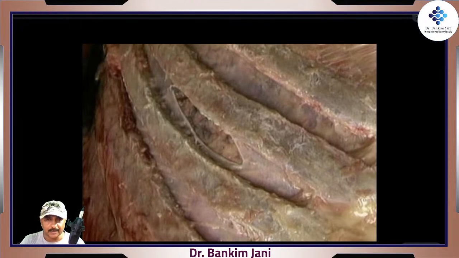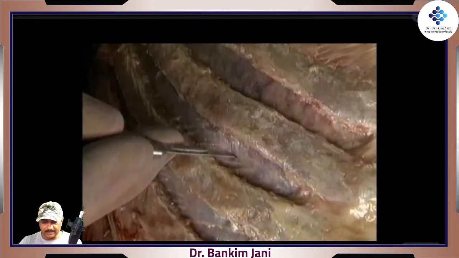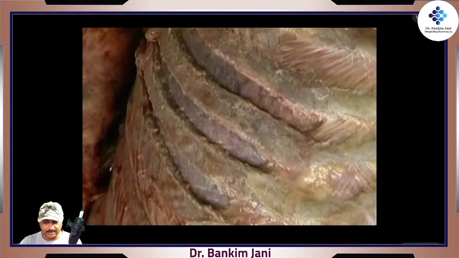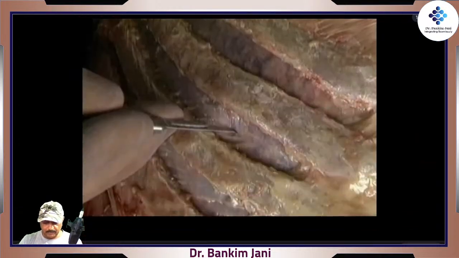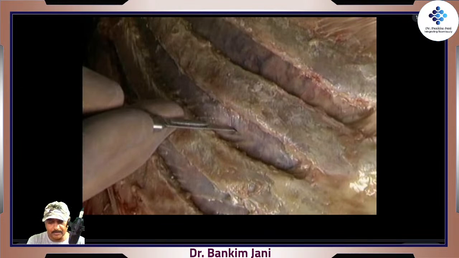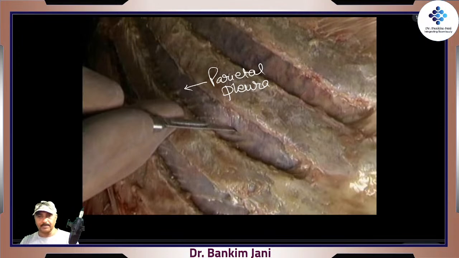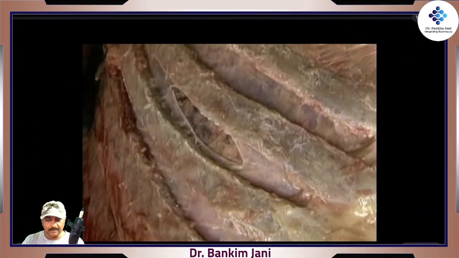And done. See, we have just cut this portion, right? These were intercostal muscles. Here the intercostal muscles are removed, and what we are watching is this pleura. And this one is parietal pleura. So we are about to break this parietal pleura, right? And here is the cut. So this cut over here is parietal pleura.